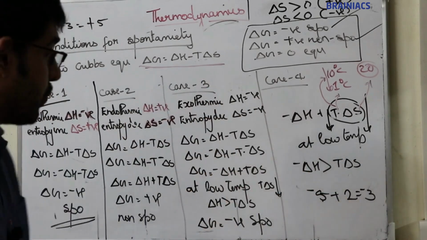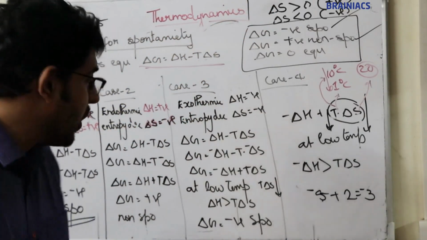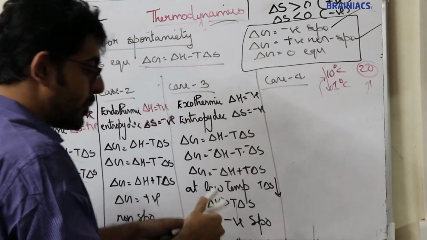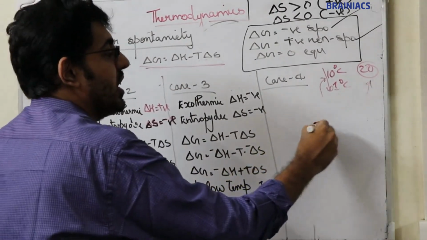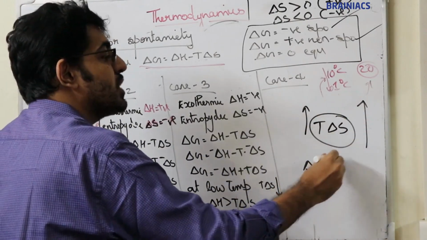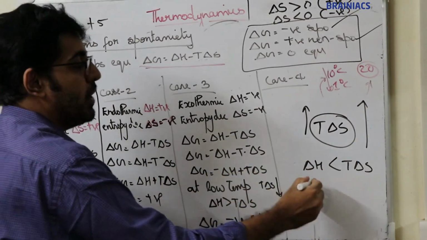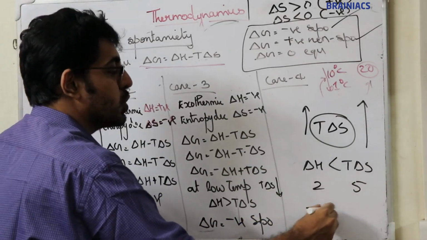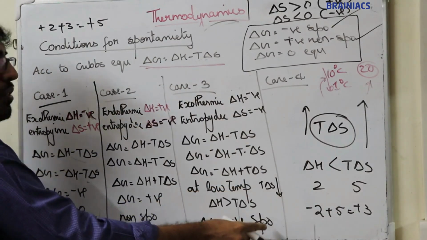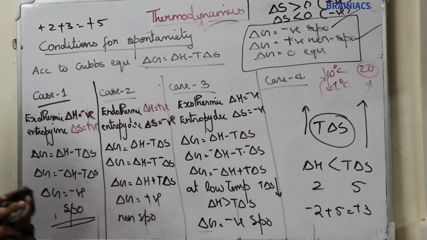At the same time, if the reaction proceeds at high temperature, then those reactions are not spontaneous. Under high temperature, you can consider this case. Temperature increases, so the T delta S value increases. So delta H will be less than T delta S. So you will get, let it be 2 and let it be 5. So minus 2 plus 5, you will get plus 3. So in this case, low temperature favors spontaneity. High temperature favors non-spontaneity. I think it's clear.